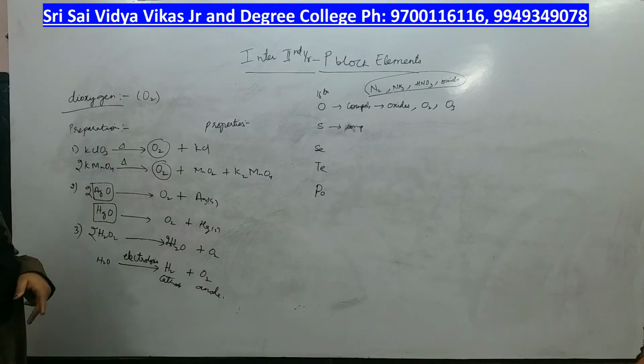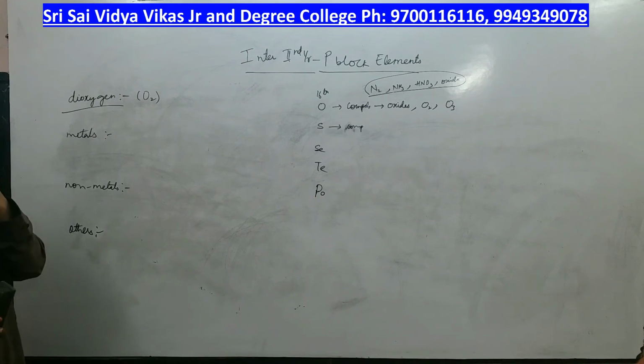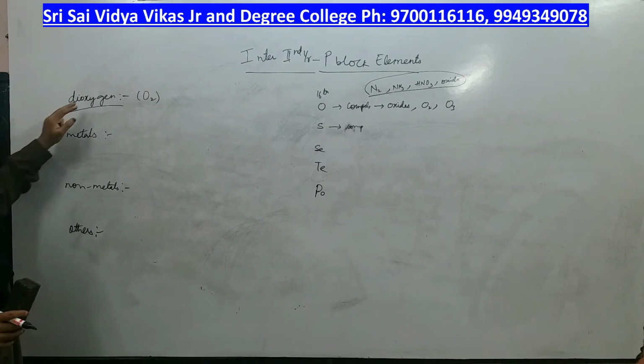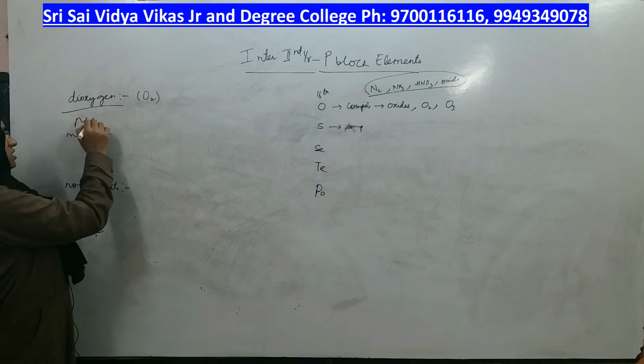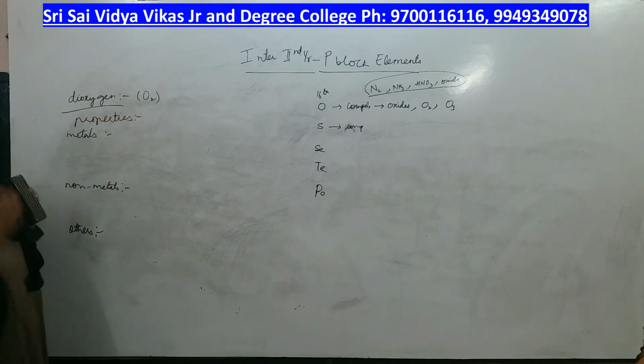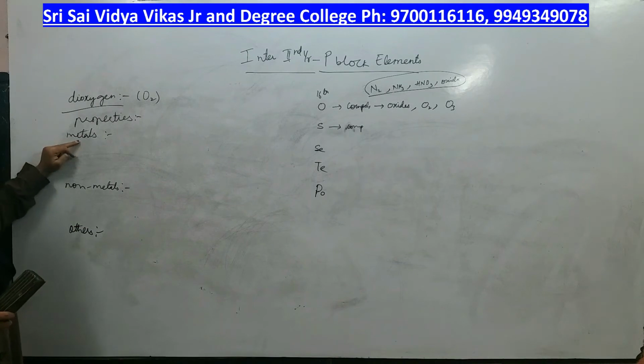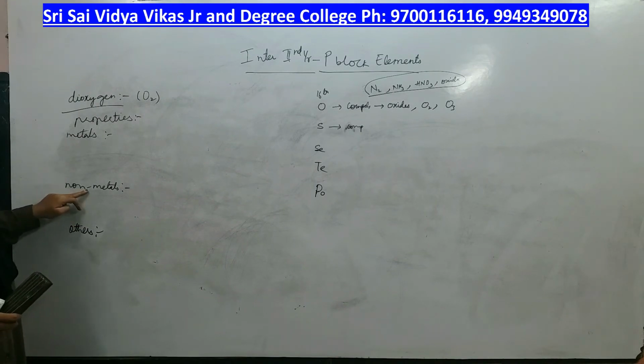Now what will we see? We will look at the properties of dioxygen. Where is dioxygen used for reaction? Dioxygen can be used for the reaction with metals, reaction with non-metals and reaction with some other compounds which are neither metals nor non-metals. Okay.